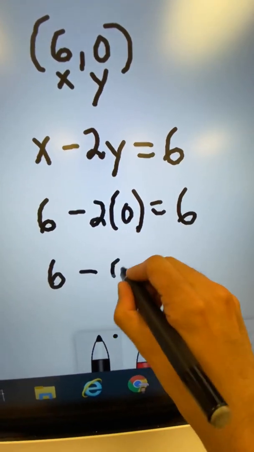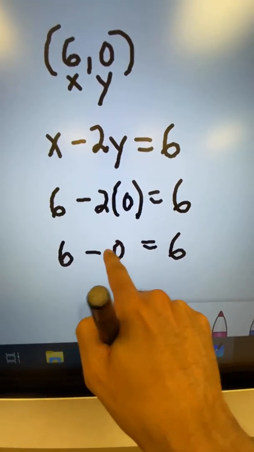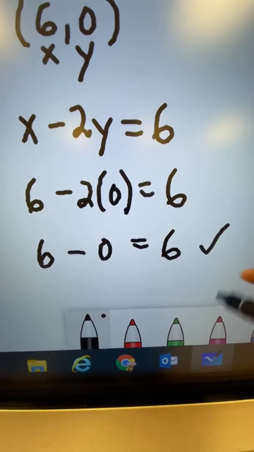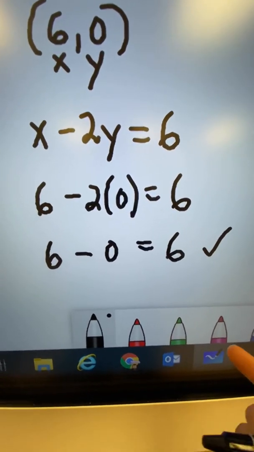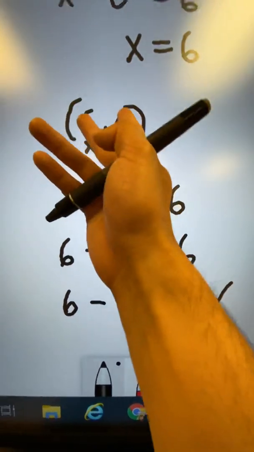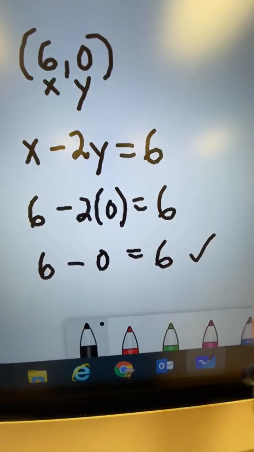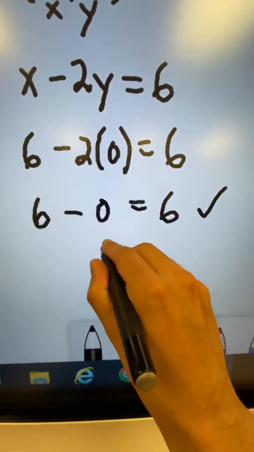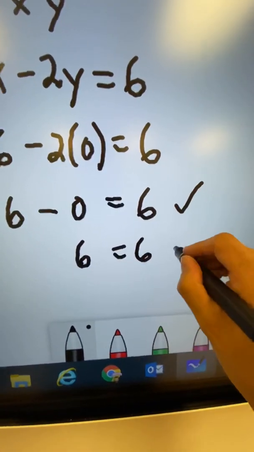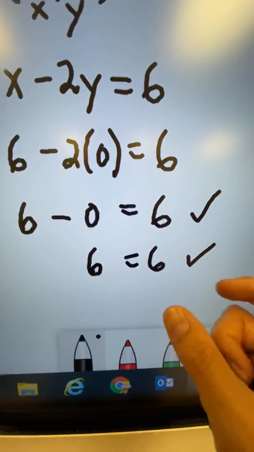2 times 0 is 0. And you can see here, 6 minus 0 equals 6. That is true, and that's what it means to be a solution. It means that when you substitute your two numbers, in this case 6, 0, and you simplify it, you get an equation that's balanced. Because again, 6 minus 0 is 6, and 6 equals 6 is a balanced equation. And that's what it means to be a solution.